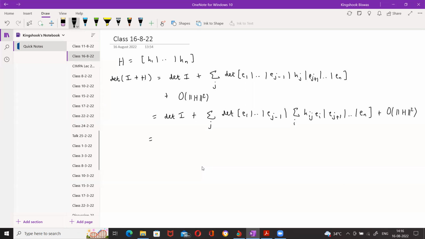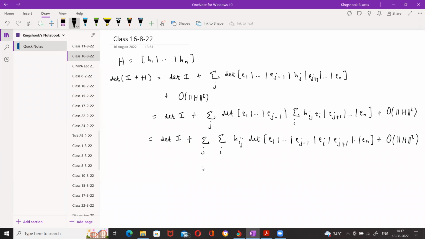And now I use the multilinearity. So this is determinant of identity plus sum over j, sum over i, Hij, determinant of E1, ..., Ej minus 1, Ei, Ej plus 1, ..., En, plus big O of norm H squared.